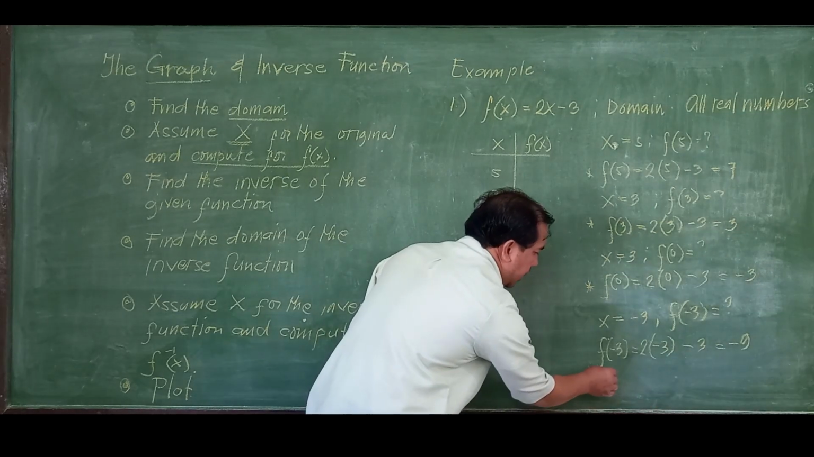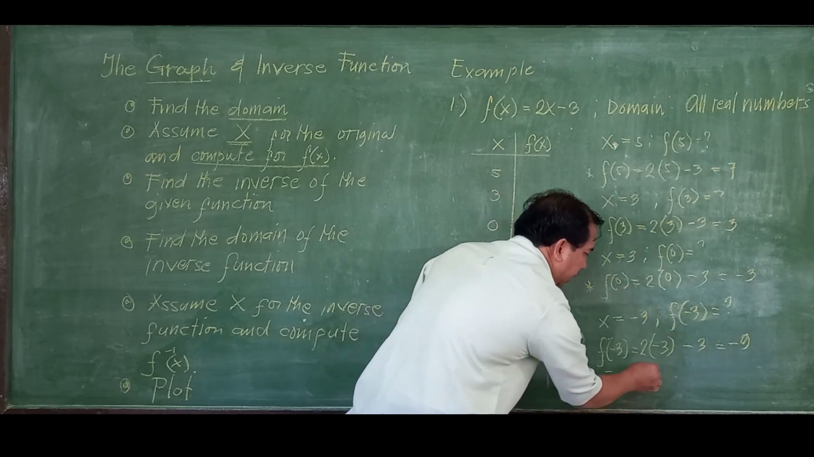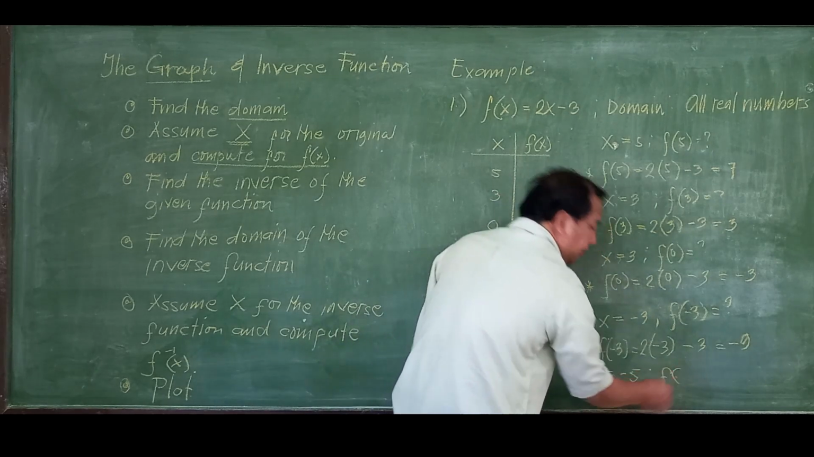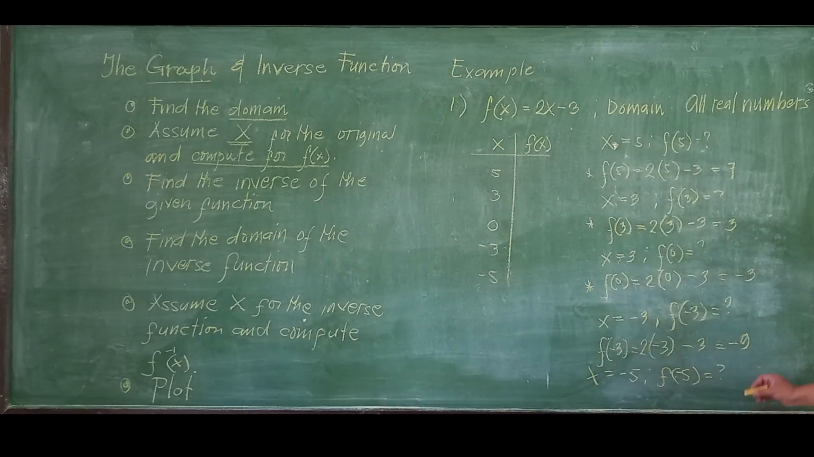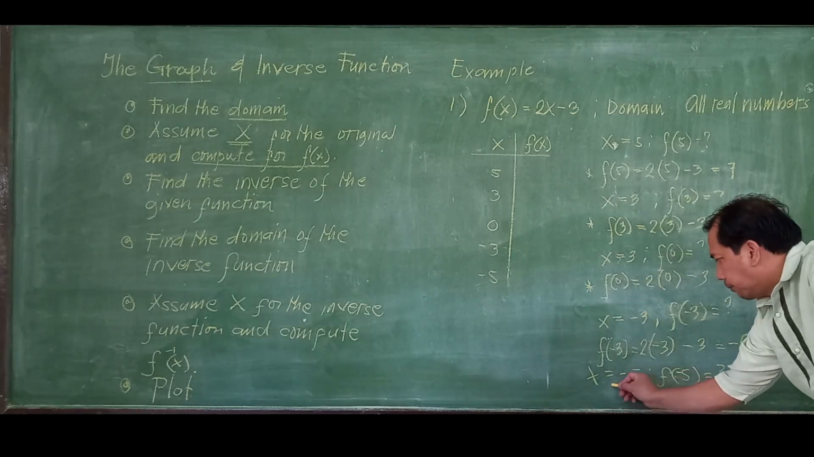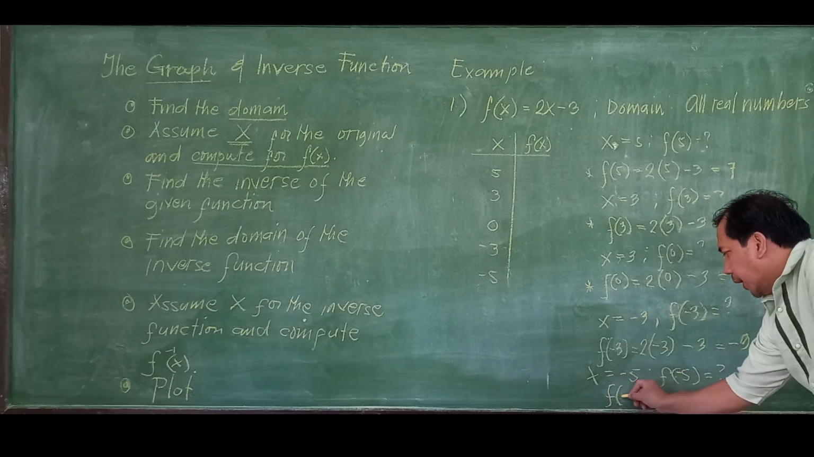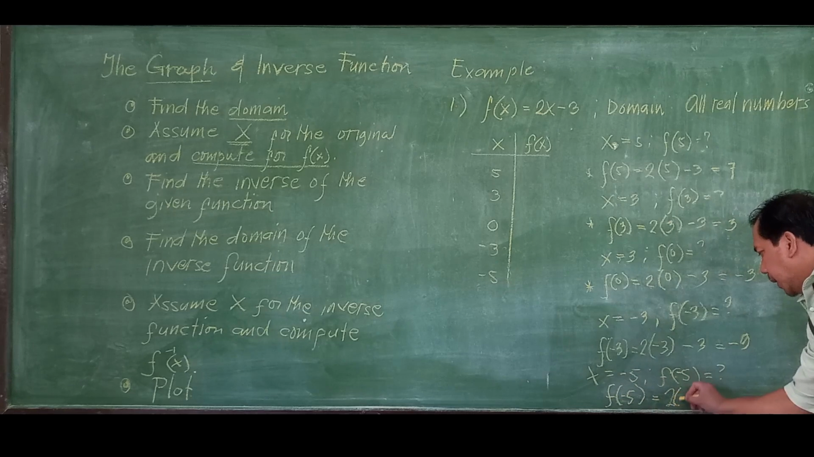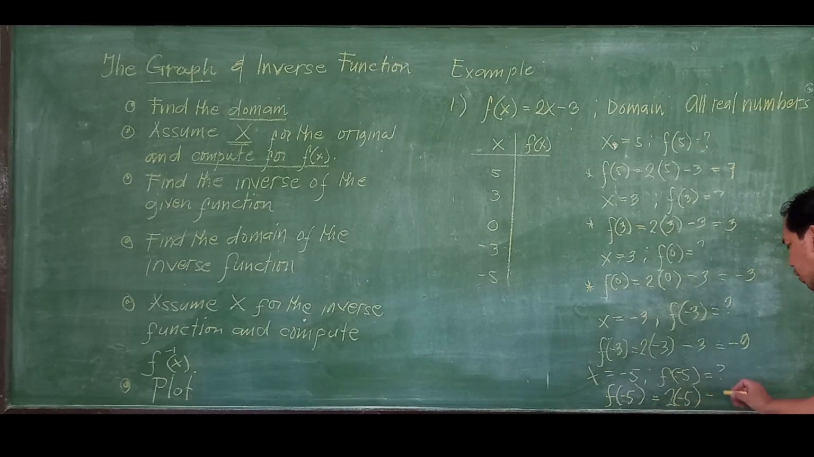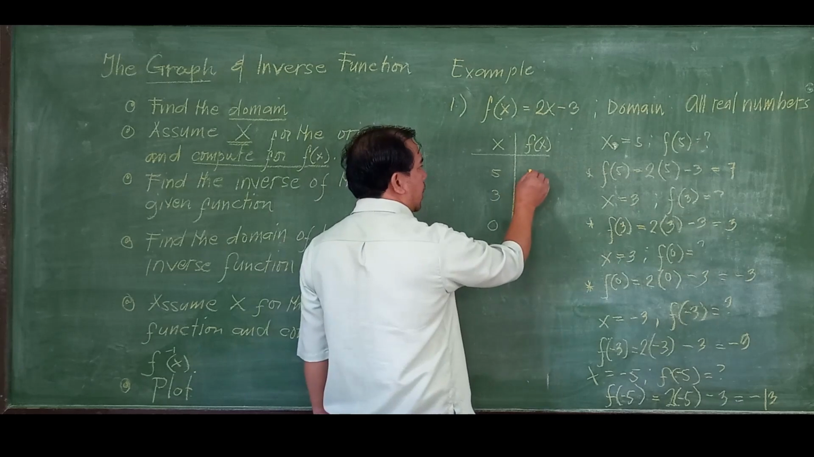Now, x is equal to negative 5. Now again, what is the value of f? Let's put it here. f of negative 5 is equal to 2 multiplied by negative 5 minus 3. 2 multiplied by negative 5 is negative 10, minus 3 is negative 13.